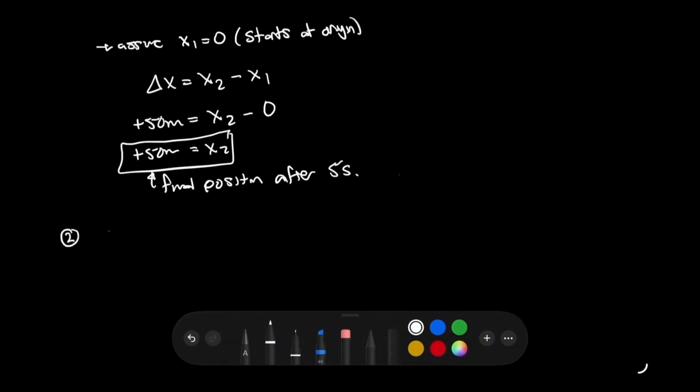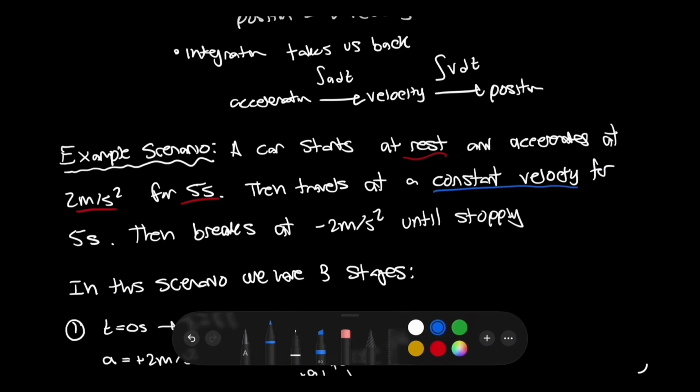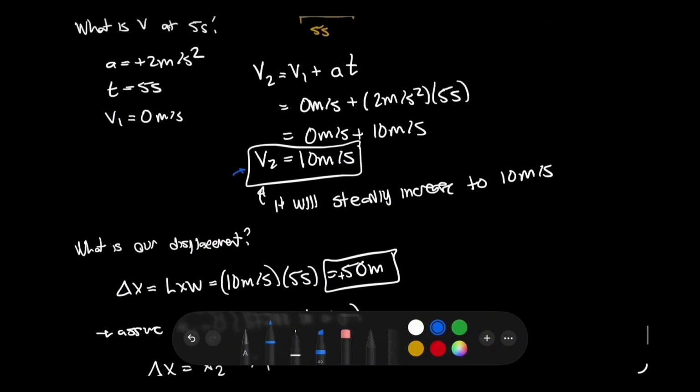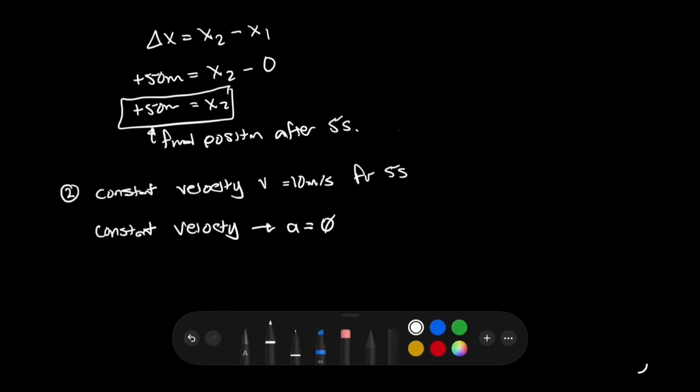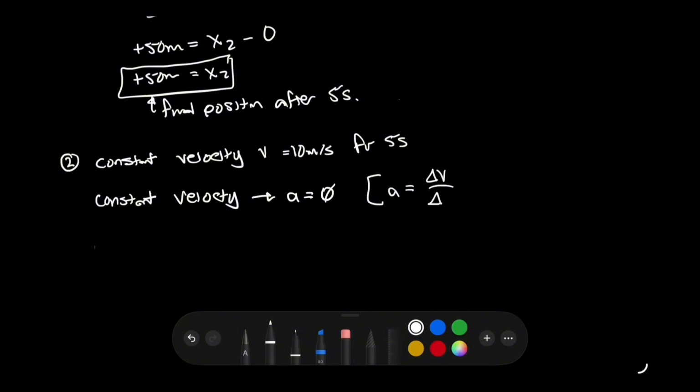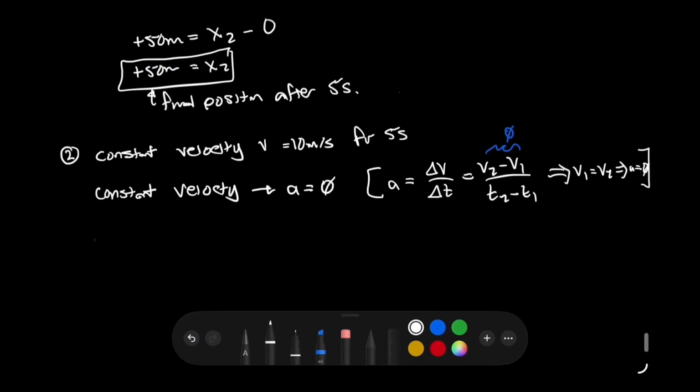So now we start evaluating the second part of this question, which the object after 5 seconds travels at a constant velocity for the next 5 seconds. So we just found that the velocity is equal to 10 meters per second at t equals 5 seconds. So that means that it's going to travel at 10 meters per second for the next 5 seconds. And since it's constant velocity, that means acceleration is equal to 0. Because if you remember that acceleration is equal to change in velocity over change in time, since v2 is equal to v1 in this situation, it's constant, we're going to get acceleration equal to 0.